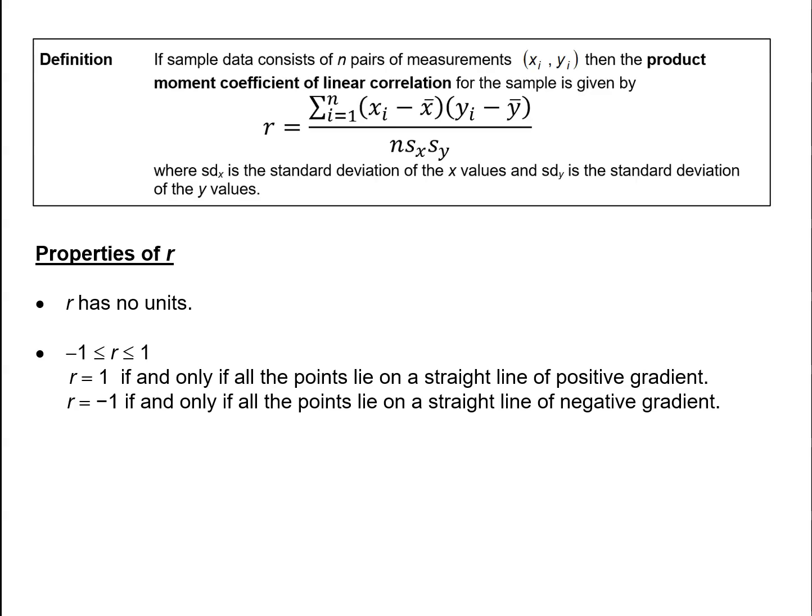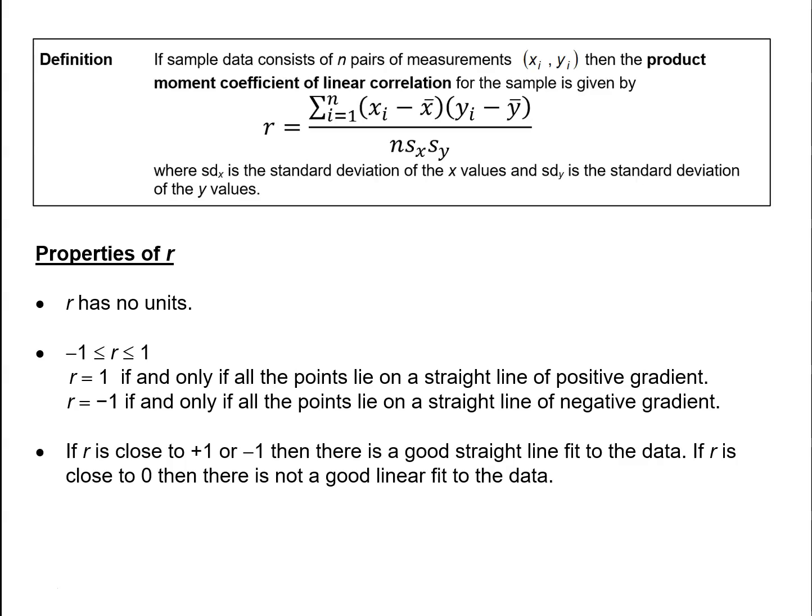negative gradient. If the value of R is very close to 1, then the points are very close to a line of positive gradient. If the value of R is very close to -1, then the points are going to be very close to a line of negative gradient. So if R is close to 1 or close to -1, then there is a good straight line fit to the data. If R is close to 0, then there is not a good linear fit to the data.